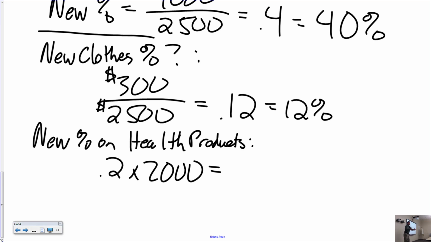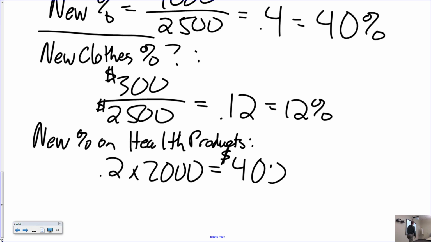What does that give you? 400. And what does that represent? Then you divide 2,500 into 400. But why? What is this 400? That is what it used to be, and still is, right? My total sales in health products is still $400 because I didn't add or subtract anything from it. So it's still $400, but that $400 used to be out of 2,000. Now it's out of 2,500.